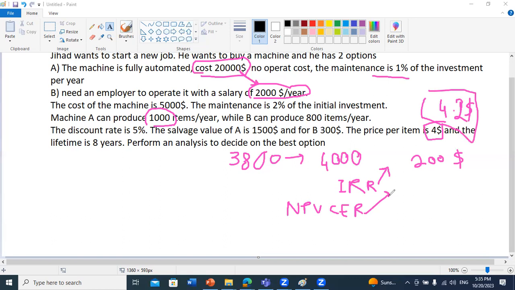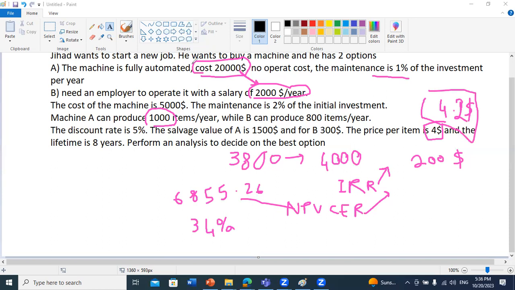The NPV at year end for a discount rate of 5% will become 6,855.26. And if you calculate the CER, you will get 34%, which is much better. So this is what you can do to enhance the chance of option A.